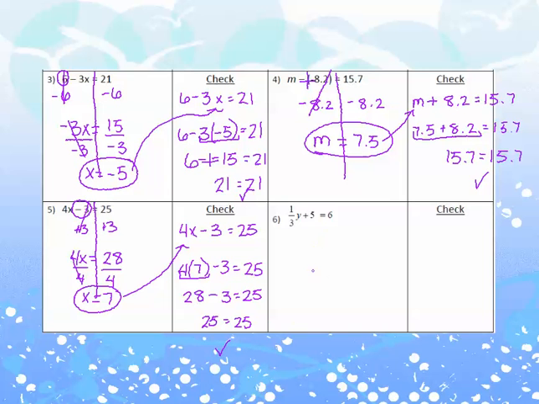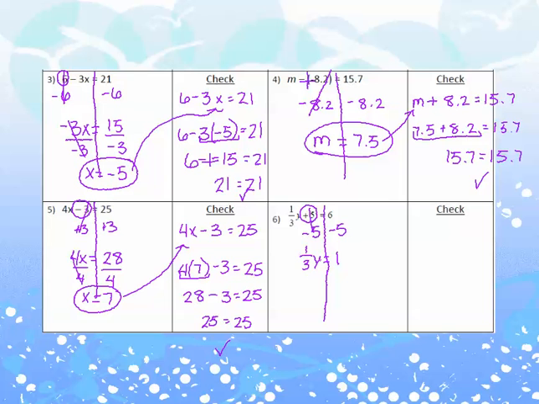Now let's look at number 6 together. Number 6 can be a little bit tricky because we have the fraction, but that's okay, we can figure it out. Always start with the constant. Here's our constant right there, our positive 5. We have positive 5 to get rid of, so we need to subtract 5 from both sides. Cancels there, so I'm left with 1/3 y equals 6 minus 5 equals 1.